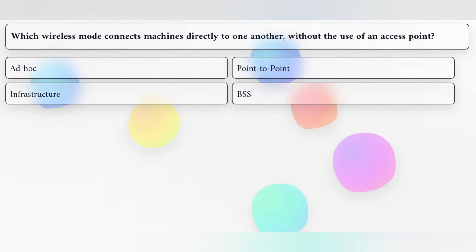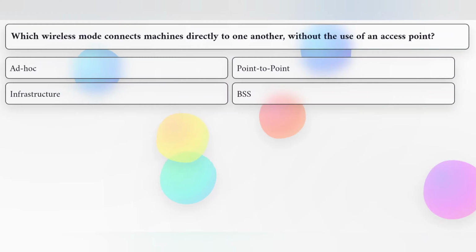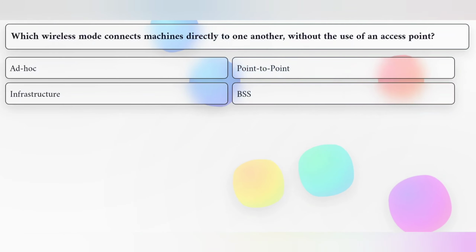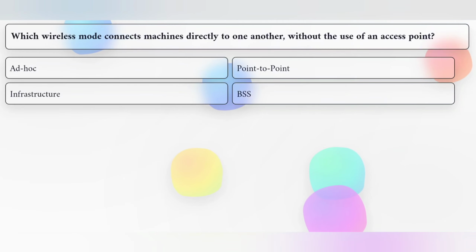Which wireless mode connects machines directly to one another, without the use of an access point? Ad hoc, point-to-point, infrastructure, BSS.